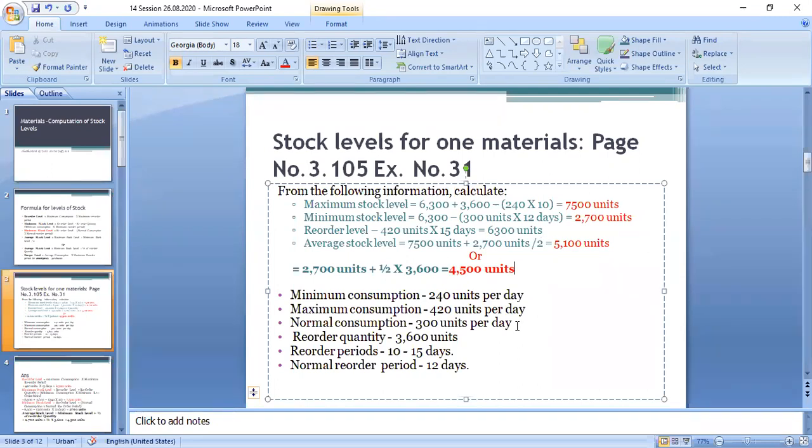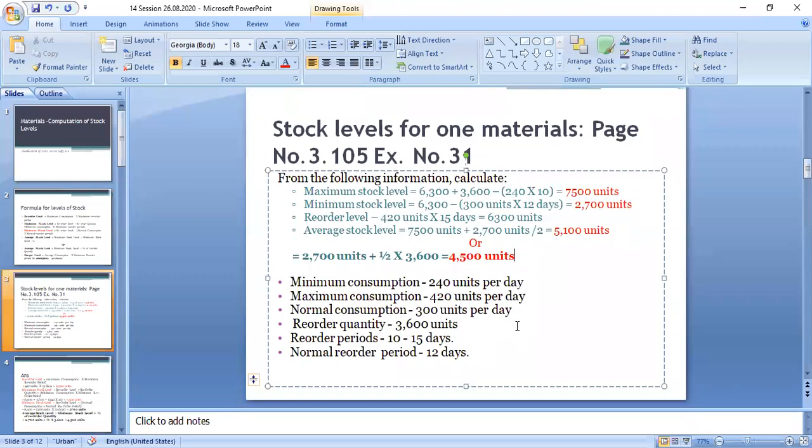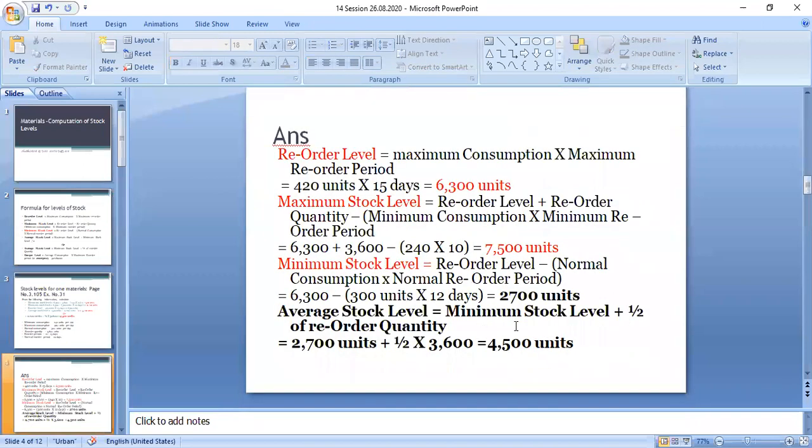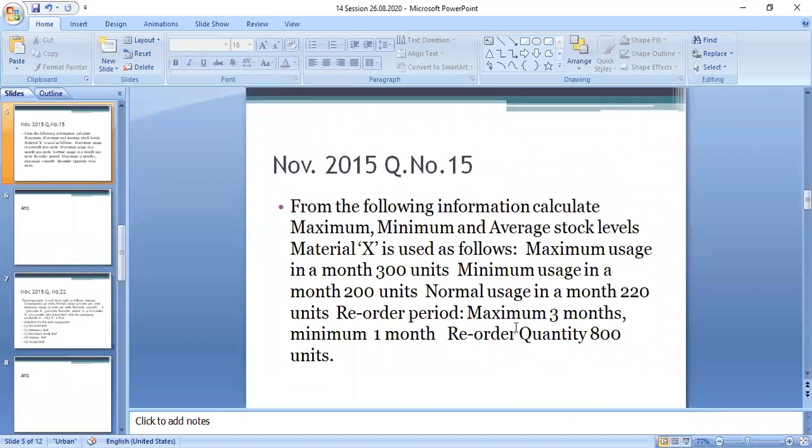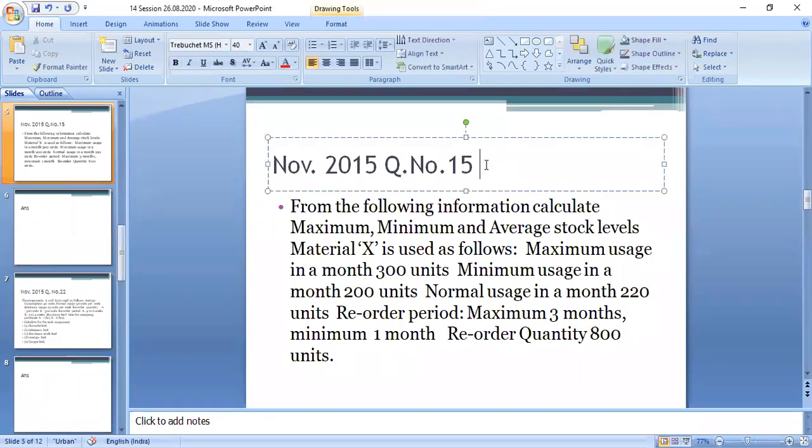Like this, I will go to one more exercise you have to do in the next slide. This is from your previous year question paper. It was asked in November 2015, question number 15, which is a 5 mark question. For this I don't have the answer.